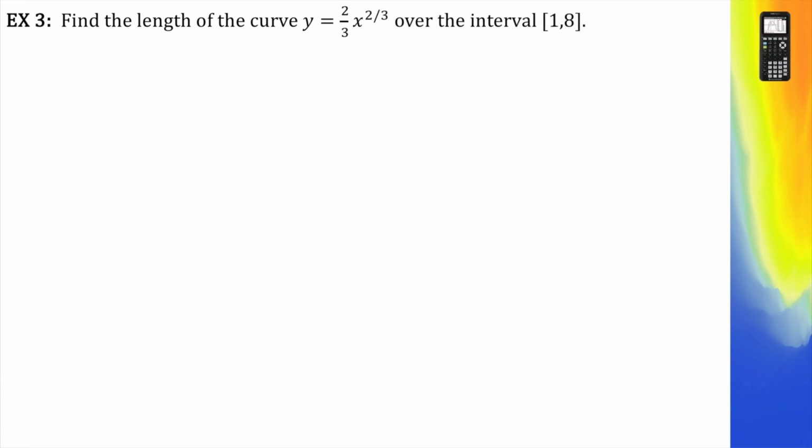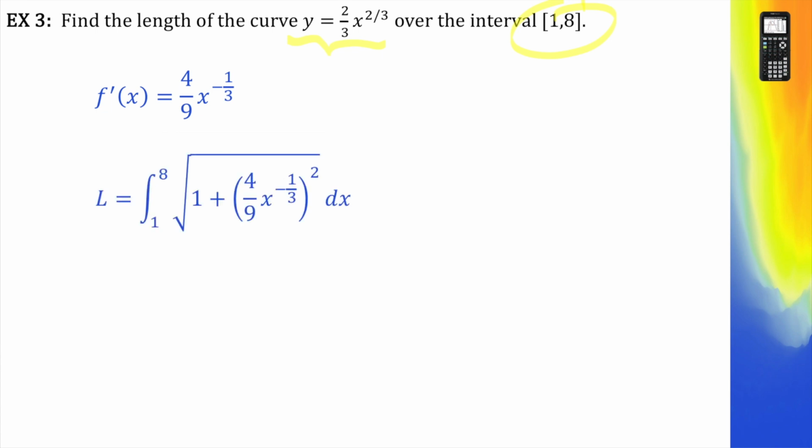Okay, here we have another one. We've got some x bounds. We have a function in terms of x. So we'll take the derivative, plug that into our formula. So here's my x bounds. I've got the square root of 1 plus the derivative of the function squared. And just plug it into the calculator and you're done. 7.28937.